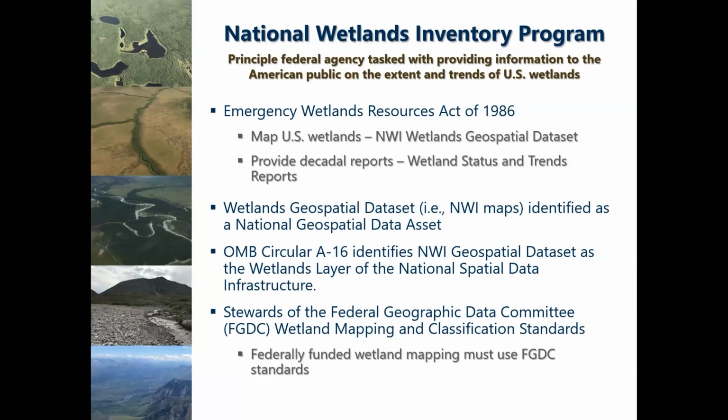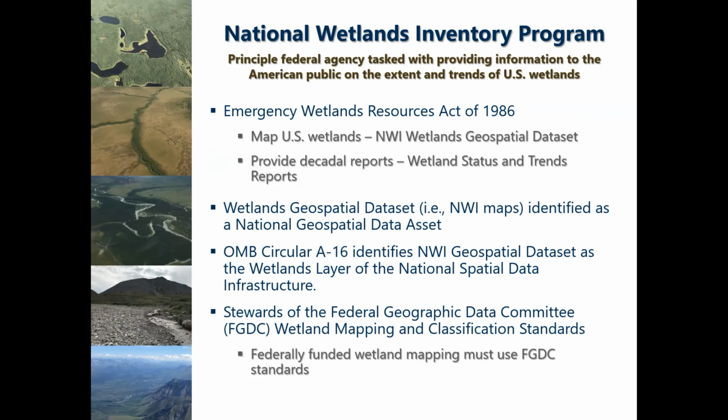Okay, so I'll start by providing a brief background on the NWI program. The U.S. Fish and Wildlife Service is the principal U.S. federal agency tasked with providing information to the American public on the extent of U.S. wetlands, as well as wetland change through time. We're mandated to produce these data through the Emergency Wetlands Resources Act of 1986, and we meet our mandates for mapping through production of the NWI geospatial dataset. In the past, this dataset was called NWI maps. And our mandate to track wetland change, we meet that through provision of wetland status and trends reports to Congress. And we are in the midst of producing our next status and trends report. However, for this particular presentation, I am going to focus on our geospatial dataset, which again, in the past, when the data were analog, were called our NWI maps.